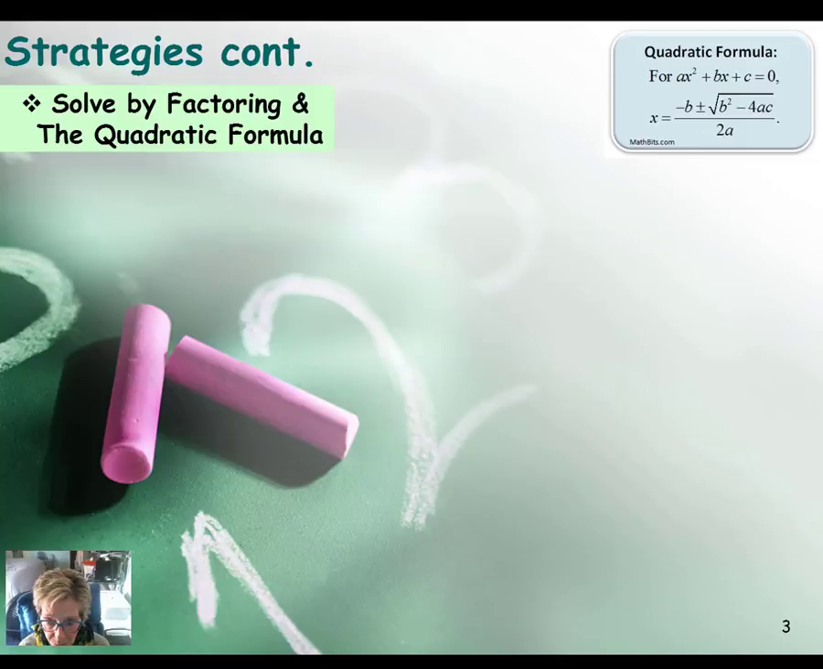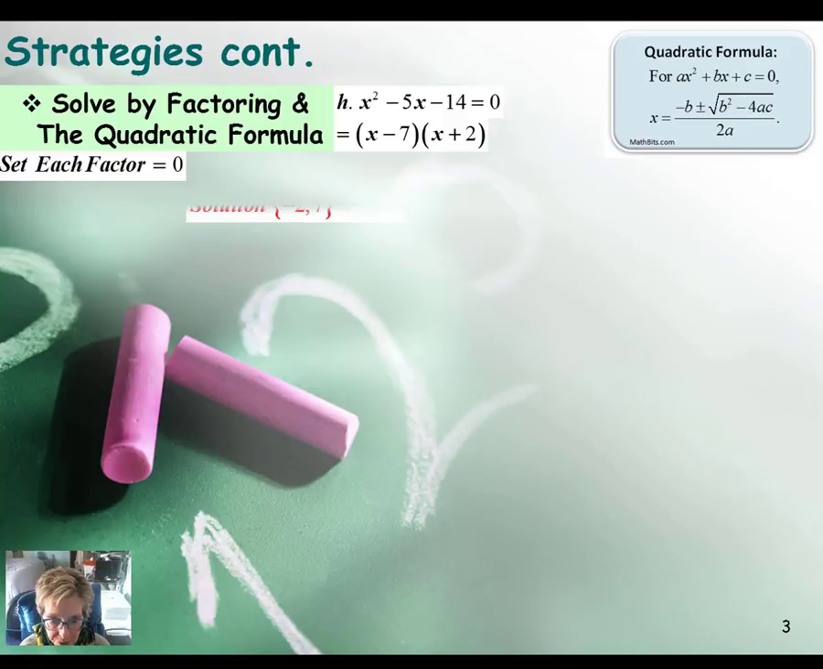You will be asked in your homework to use two different methods so that I can see that you understand that no matter which strategy or method you use of solving, you are going to get the same zeros, roots, solutions. So our example here is x squared minus 5x minus 14. I can factor that. I'm going to solve this again by factoring and the quadratic formula. I get x minus 7 and x plus 2. Set both of those factors equal to 0. And my solution is negative 2 and 7.